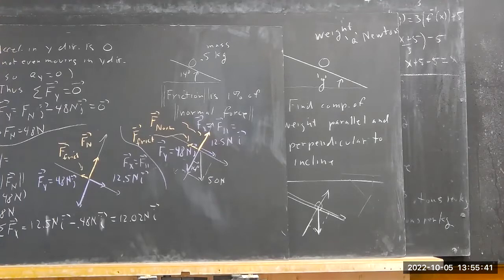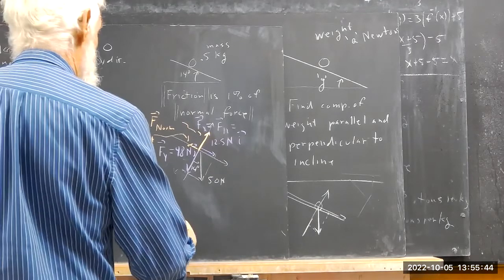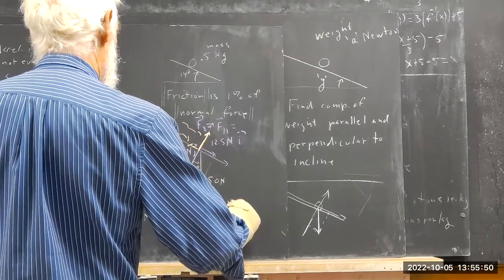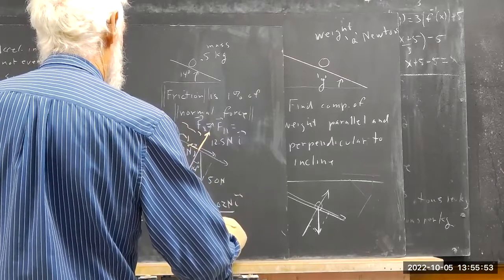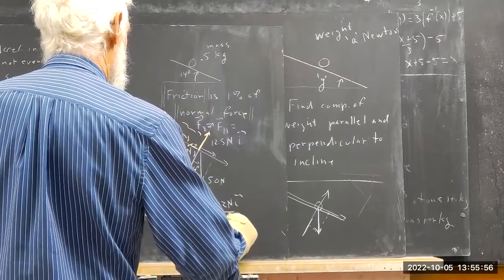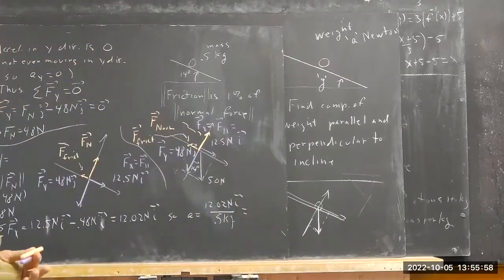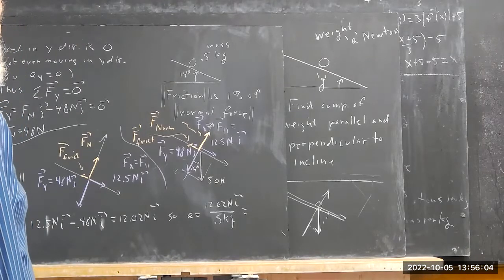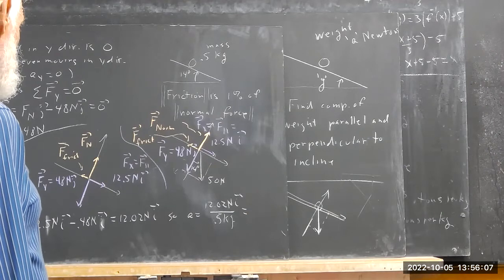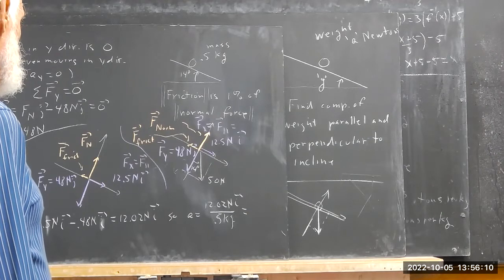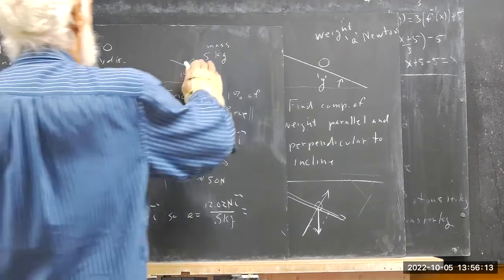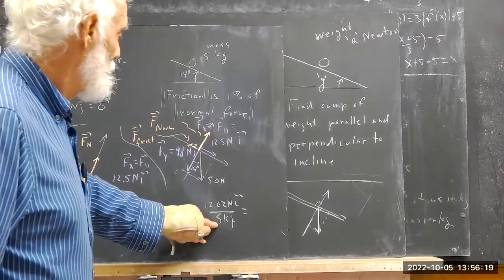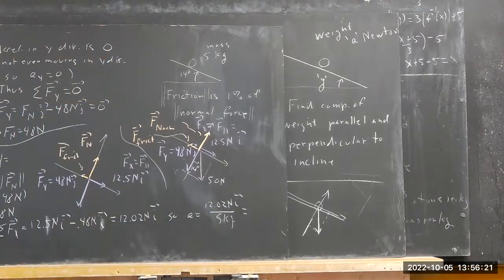And now what's our acceleration? That's too much. Sounds wrong. Yeah, my numbers are wrong. We didn't know it, but that was a 5 kilogram mass. Okay, so now it works. That's about 2 meters per second squared.